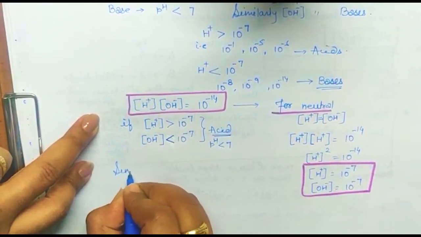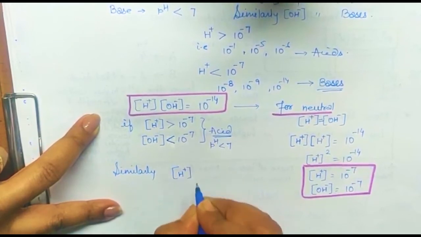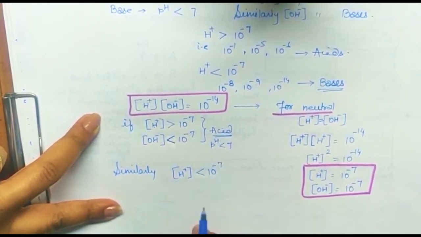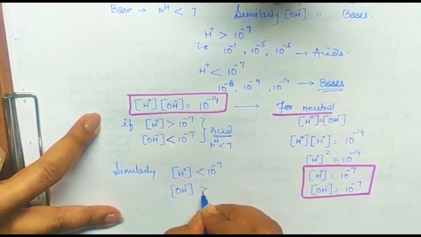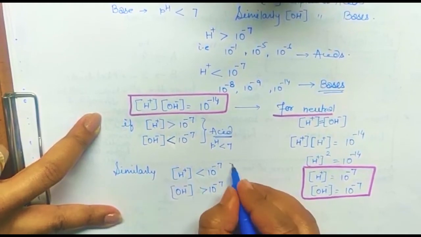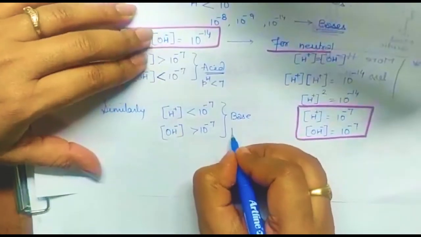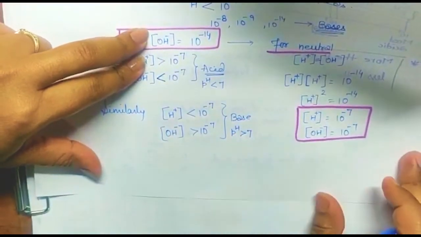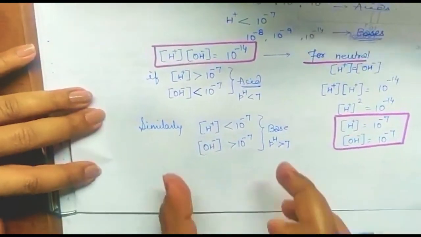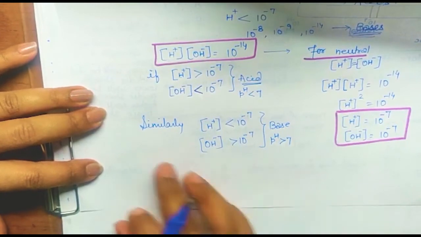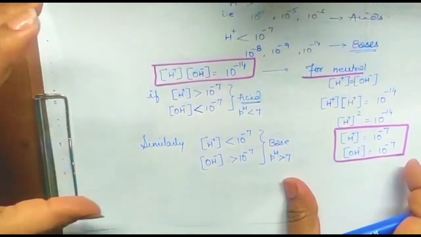Similarly, if the H plus ion concentration is less than 10 to the power minus 7, that means the OH minus concentration will be more than 10 to the power minus 7, and this is the condition for base. So for base, the pH is greater than 7. So this is an extra thing: if OH minus ion concentration is also given, then you can tell whether it is acidic or basic. Okay, so this one is extra.